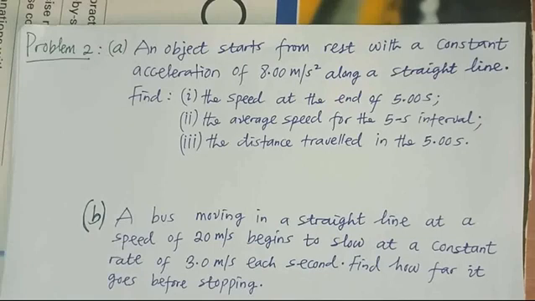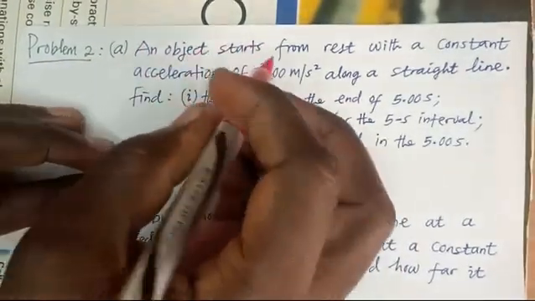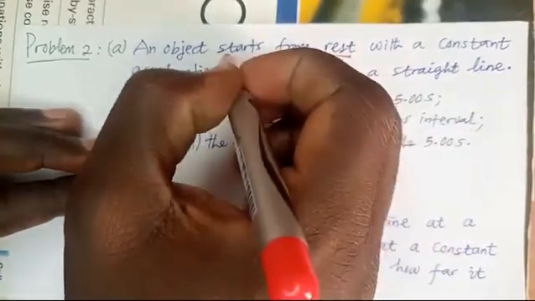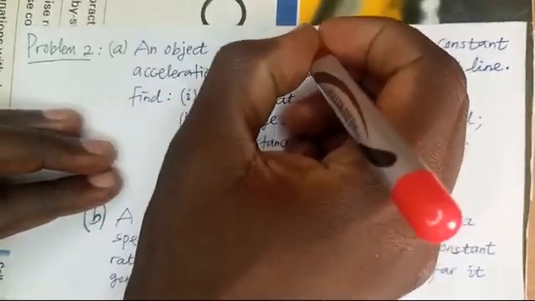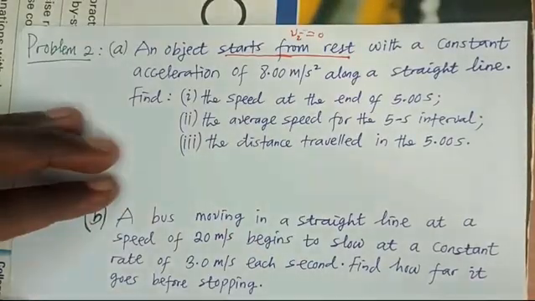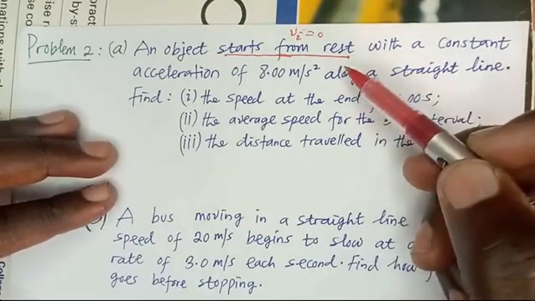Today we will solve problem 2, still on uniformly accelerated motion. We have A and B. The A part says an object starts from rest. Remember what we said in class: whenever they mention that anything starts from rest, it means your V initial is 0. So from there we obtain our first parameter.